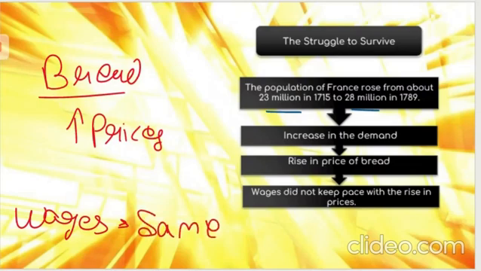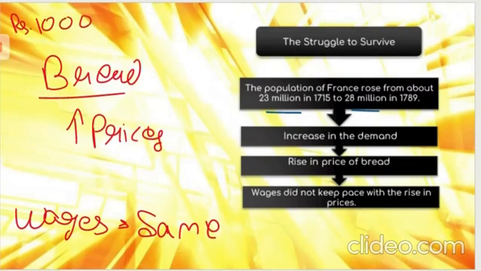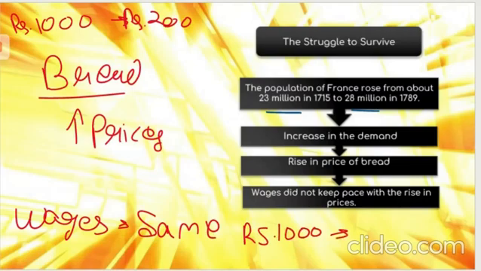Now, for example, you're currently getting a salary of 1,000 rupees. Just imagine 1,000 rupees is your salary, and for food you spend 200 rupees. You spend 200 rupees for food, and the remaining you keep. Now the prices rose, and you're still getting only 1,000 rupees, but your food expenses became 800 rupees now. So, is it a benefit? No, it's not a benefit.